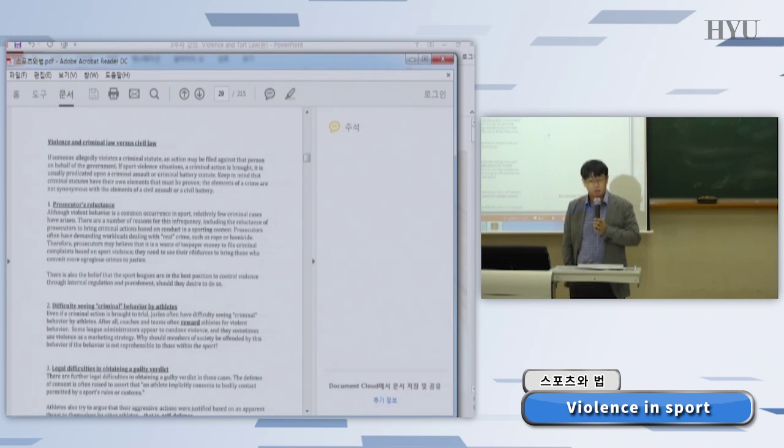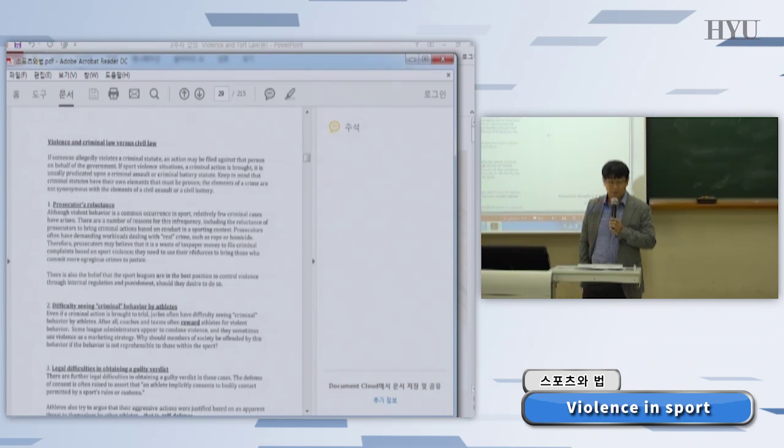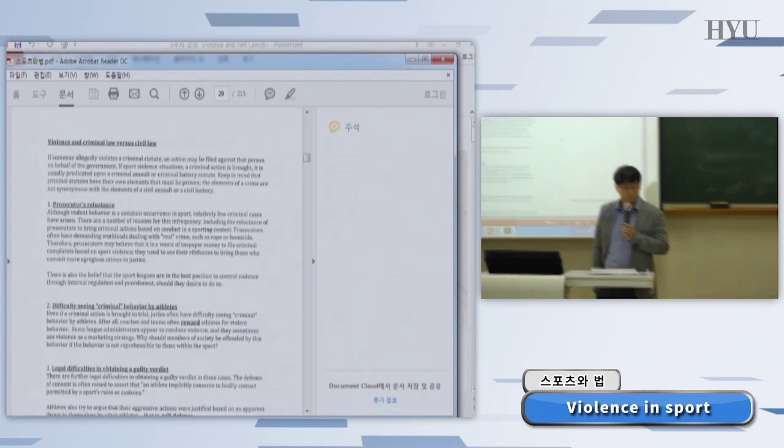I want you to think about several different types of fighting. Among the players, player-to-player violence, that's kind of normal. We see a lot. What about player versus judges or referees or officials? Player versus fan. In that 2004 NBA brawl, Ron Artest hit a couple of punches in the face of one of the fans.